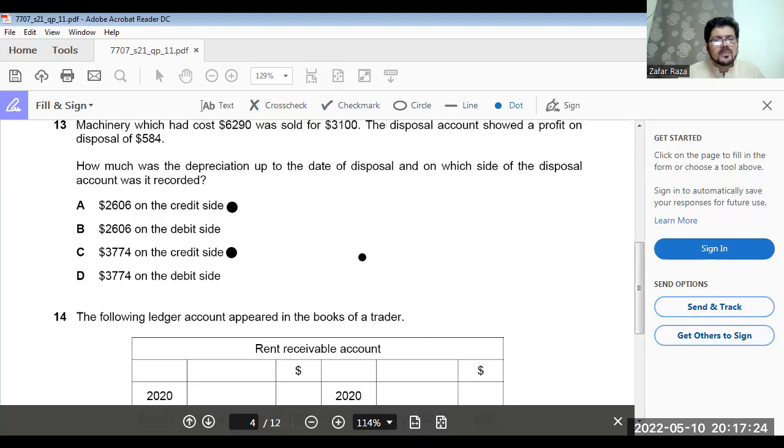So what we have to do, plus 584 minus 3,377. Oh, C option is the answer. How? What we have to do, cost is 6,290, 6,290 plus 584 minus 3,100, 3,774. This is the answer.